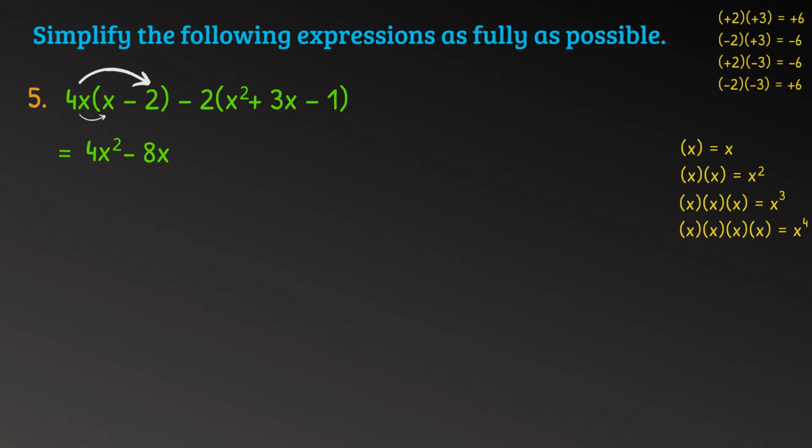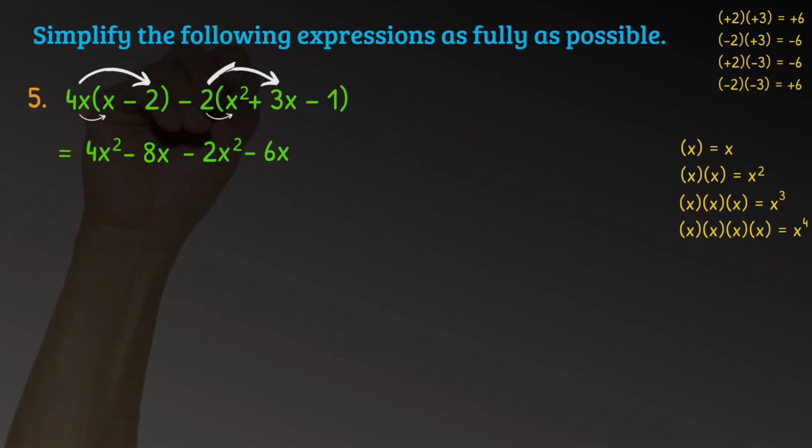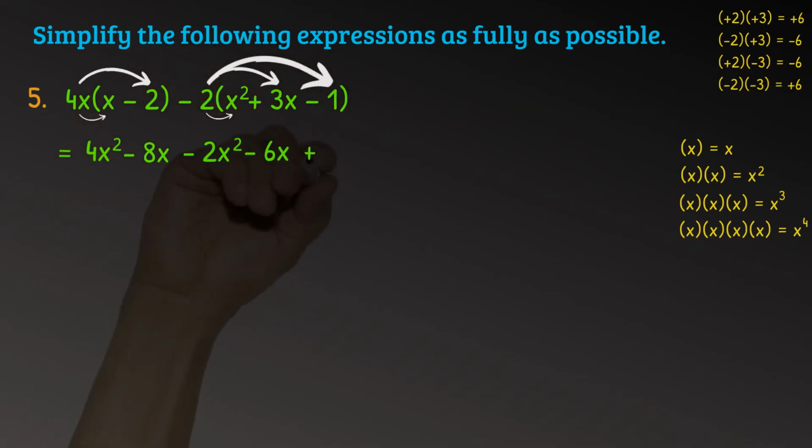Now the next bracket has a minus 2 in front of it, but it contains 3 separate terms. So we have to multiply every term by minus 2. So minus 2 times by x squared is minus 2x squared. Minus 2 times a plus 3x is a minus 6x. And a minus 2 times by a minus 1 gives us a plus 2.